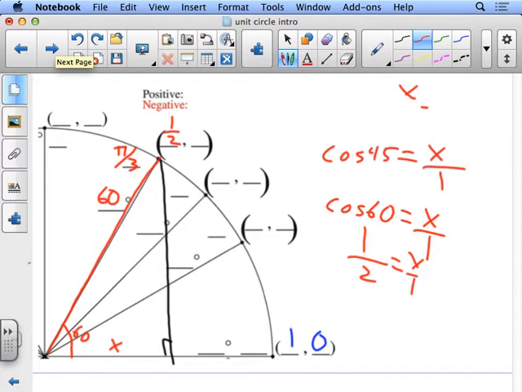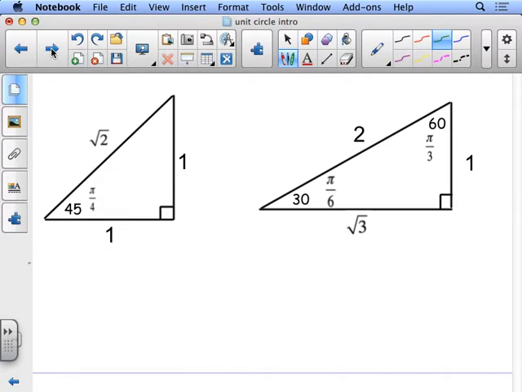If I've got to find my sine of 60 degrees, in other words, my y coordinate, I'm going to do sine of 60 equals opposite over hypotenuse. Coming back to the special triangles, sine of 60 is opposite over hypotenuse.